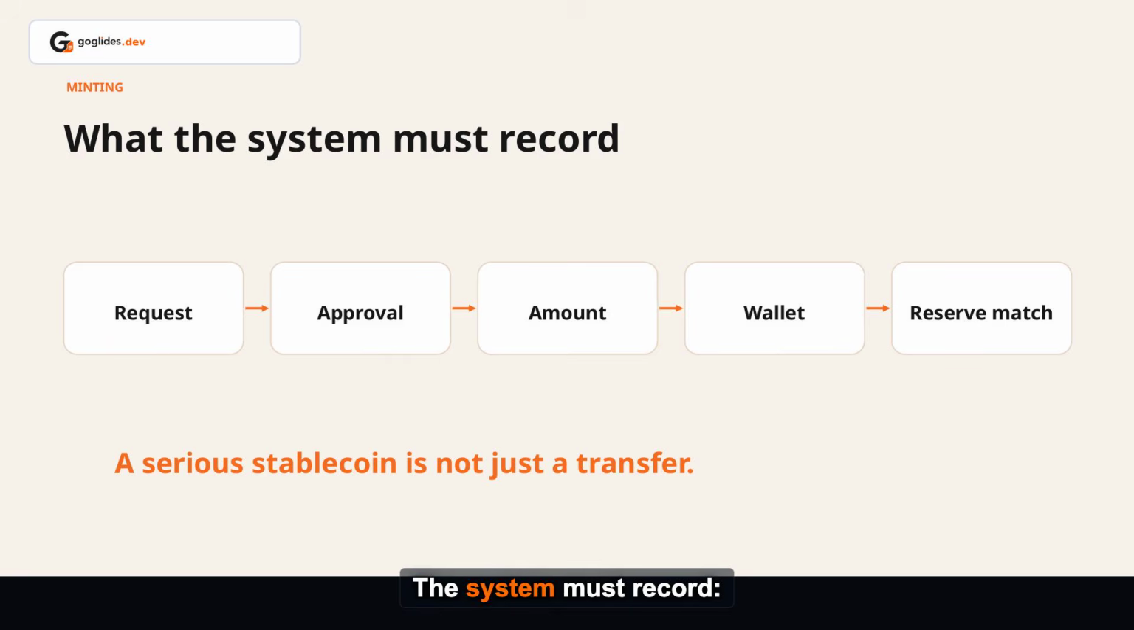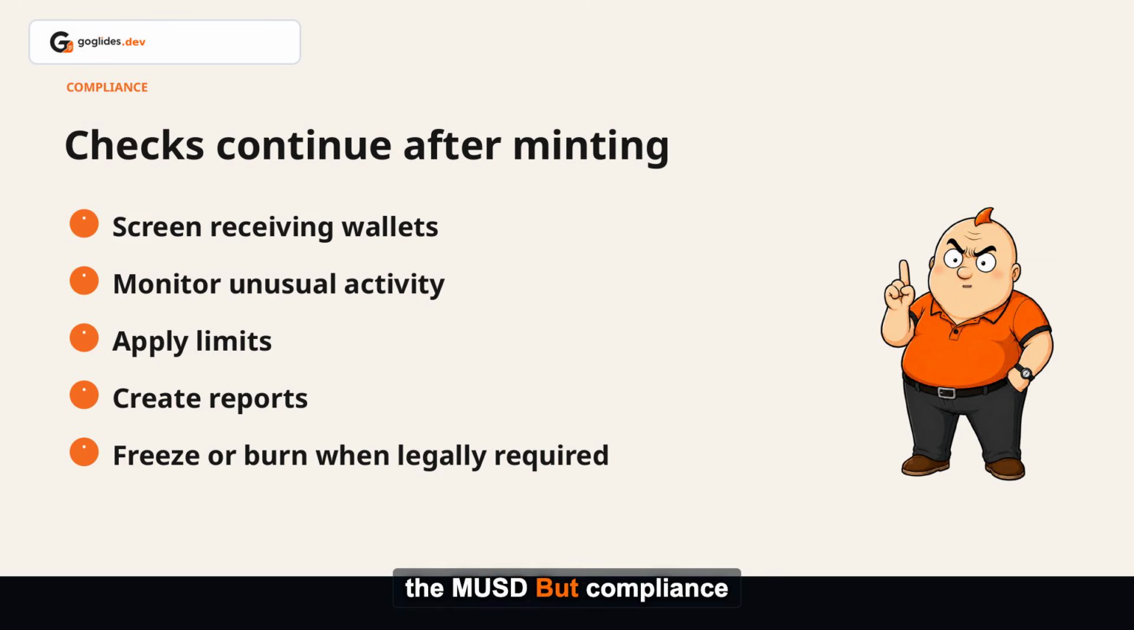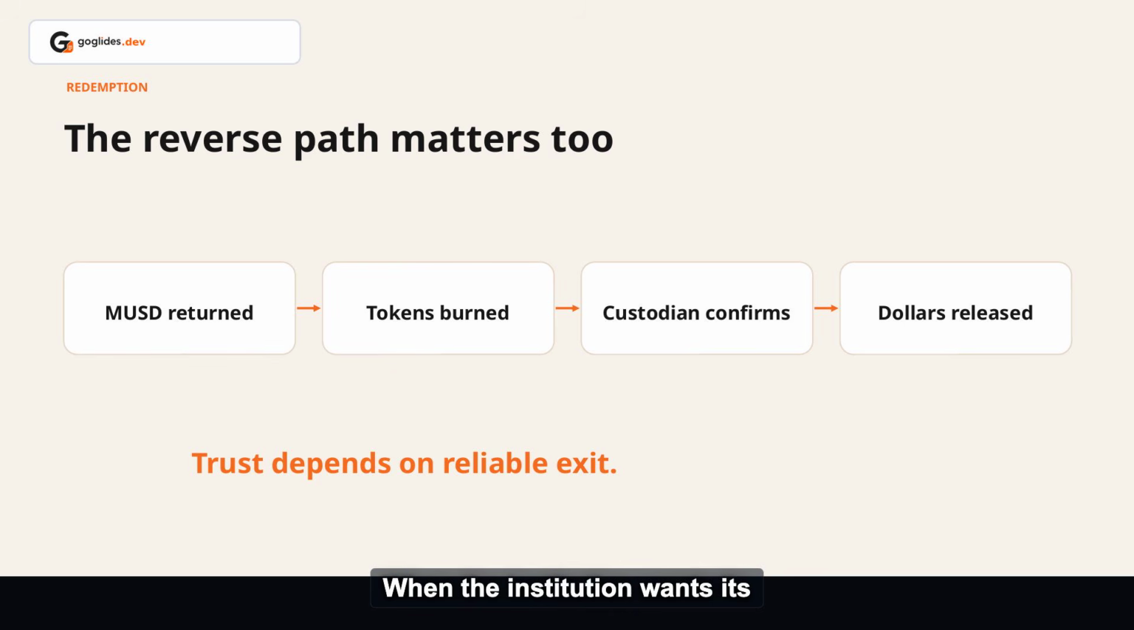That is minting. The system must record who requested the mint, who approved it, how many tokens were created, which wallet received them, and whether reserve assets still match the number of tokens in circulation. The institution can then move the MUSD, but compliance continues. The system may need to check receiving wallets, monitor unusual activity, apply limits, create regulatory reports, and freeze or burn tokens when legally required. When the institution wants its dollars back, it sends the MUSD to a redemption address. The tokens are destroyed, the custodian receives confirmation, and the dollars are returned.